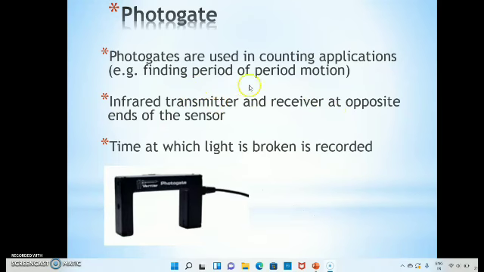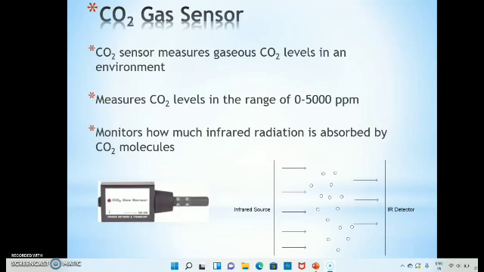Photogate. Photogates are used in counting applications, for example finding the period of periodic motion. Infrared transmitters and receivers at opposite ends of the sensor are brought about by photogates, and the time at which light is broken is also recorded by the photogate.